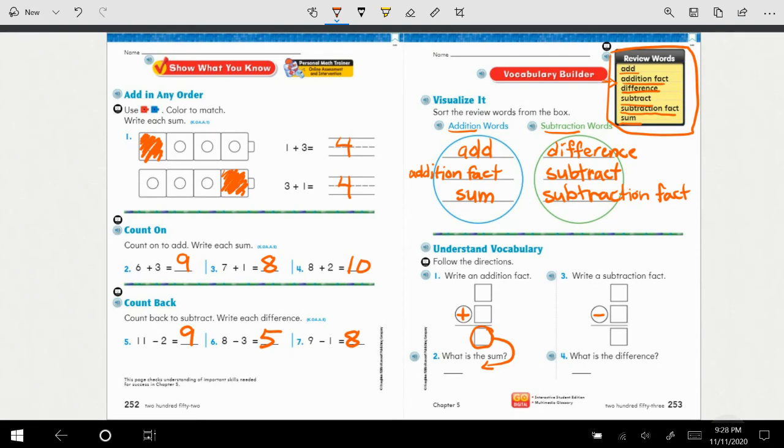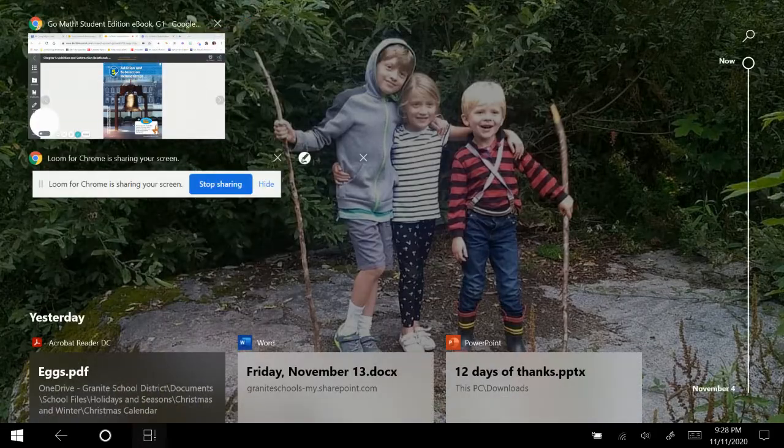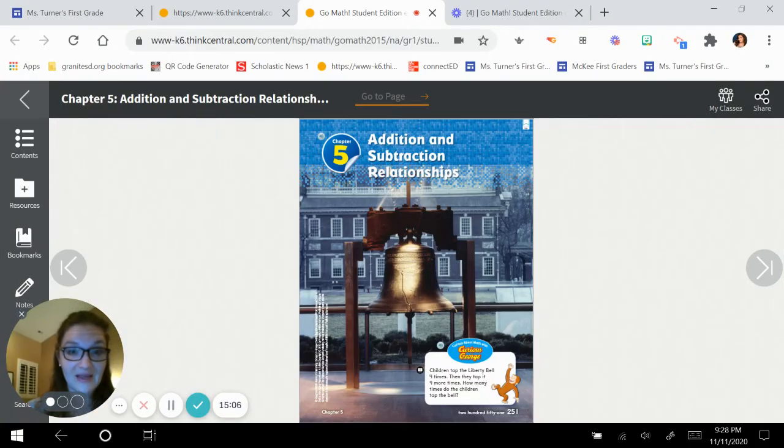Okay. Number 4 says, what is the difference? Okay, so your difference should be that number which is left. So whatever number you have there is your difference and should go on that line. Just like the whole we found here was our sum, the part we have left is our difference. Okay? So hopefully that got your brain thinking about all the things that we need to be able to do.